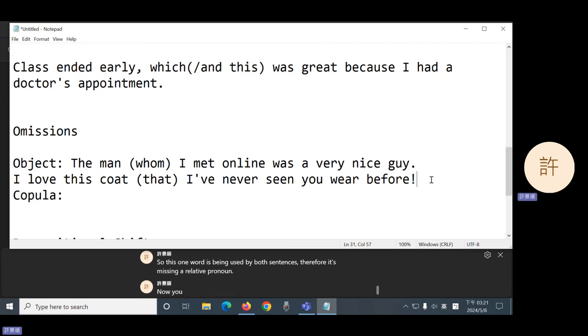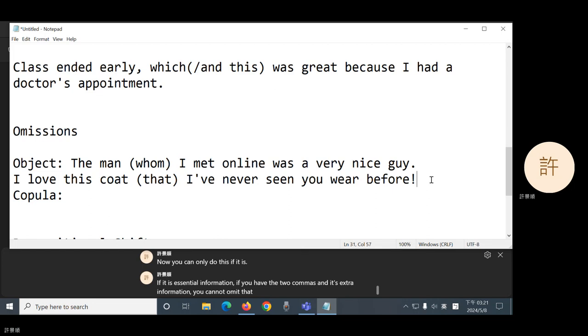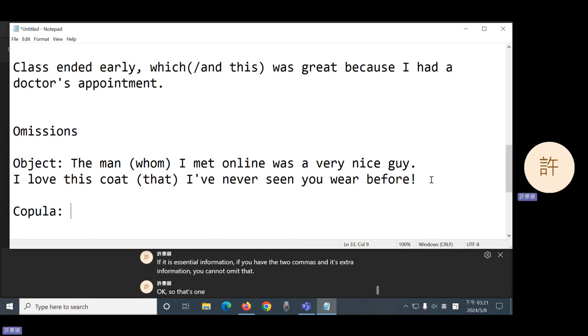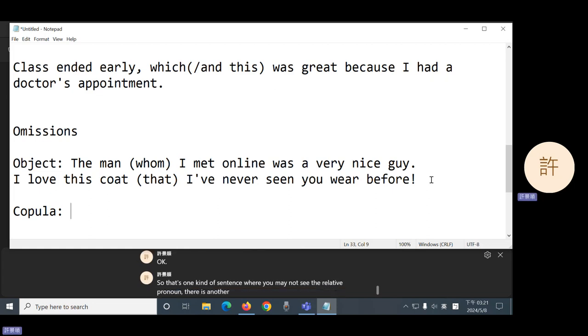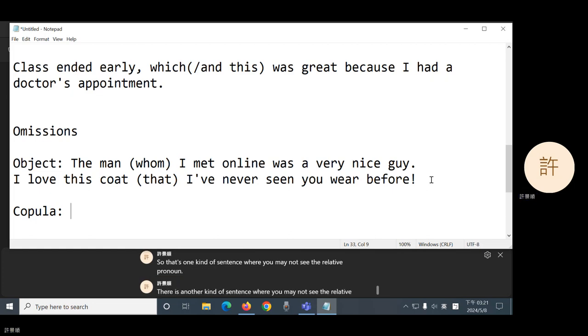Now, you can only do this if it is essential information. If you have the two commas and it's extra information, you cannot omit that. Okay, so that's one kind of sentence where you may not see the relative pronoun. There is another kind of sentence where you may not see the relative pronoun.